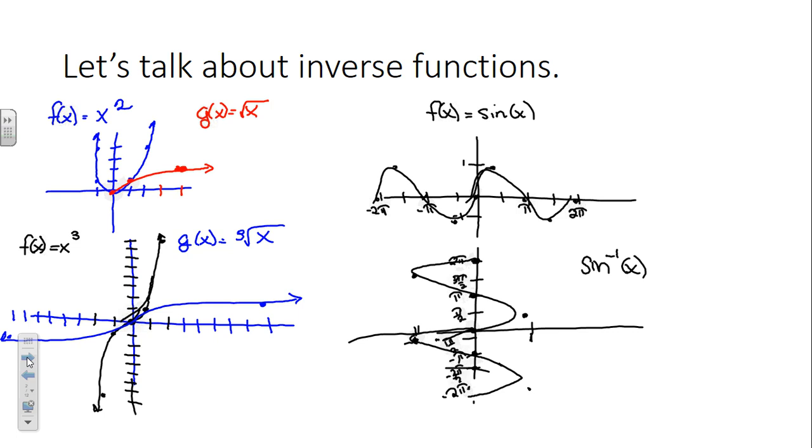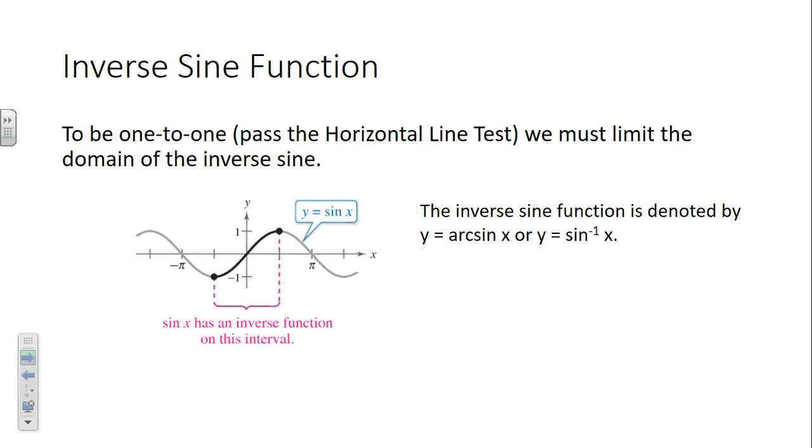Okay, just like we restrict the square root to only be defined when x is positive, right? And we don't say a negative square root of x. Okay, we only get the one values. Okay, so here we go. This is what we're talking about today, the inverse sine function. Okay, in order to be one-to-one, to pass the horizontal line test, we have to limit the domain of the inverse sine.